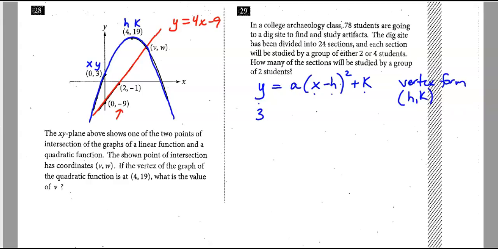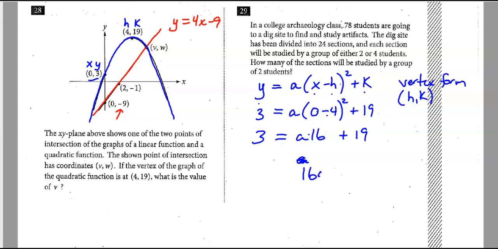So I have 3 for y equals, I don't know what a is, x is 0. I got both of those from this point. Minus my h is 4, that's the x coordinate of the vertex. K is the y coordinate. Now we have an equation we should be able to solve. So 3 equals a times negative 4 squared, which is 16, plus 19. Solving for a, I'm going to subtract 19 from both sides. Making this a little easier, I'll write 16a instead of a16. When I subtract 19 from both sides, you get negative 16.